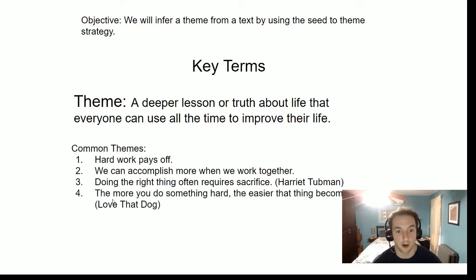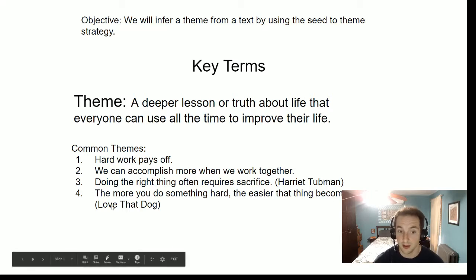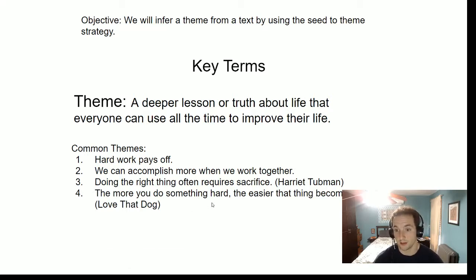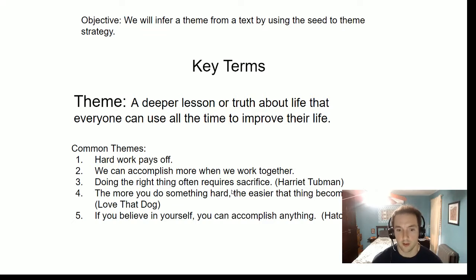When we read Love That Dog, we learned that the more you do something hard, the easier that things become. Jack really didn't like writing poetry in that book because it was really hard for him to begin with. He thought it was for girls, but then the more he did it, the easier it became and the better he became at it. And then one that we read recently, Hatchet, if you believe in yourself, you can accomplish anything. Brian was in an incredibly difficult situation, and at first he gave up on himself and didn't think he can survive. And you saw that he really struggled through that.